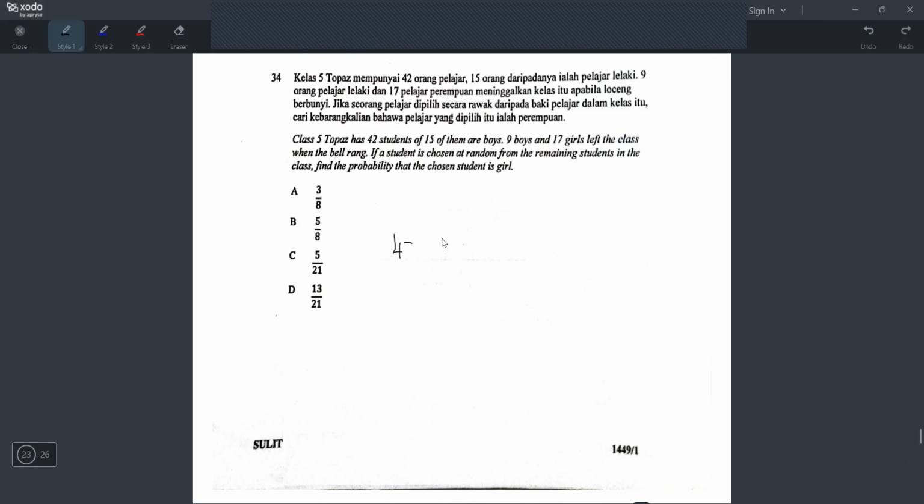So 42 students, we start with 42. And of course, you are either a boy or a girl, there's no in between. 15 are boys, so I'll write the 15 here. If 15 are boys, how many girls? 42 minus 15. So I'll get 27. So this is 27. But then now what happened?